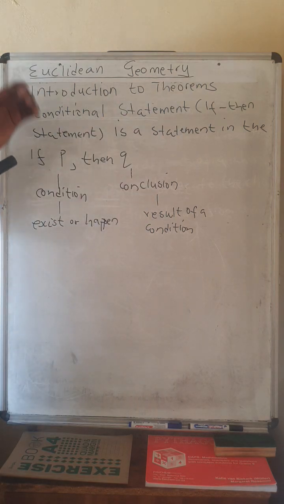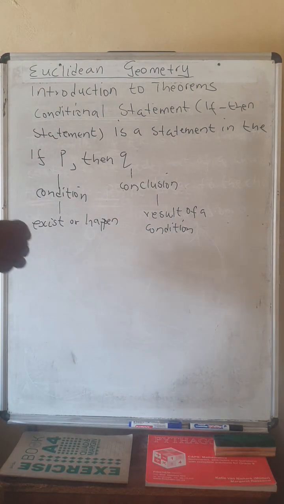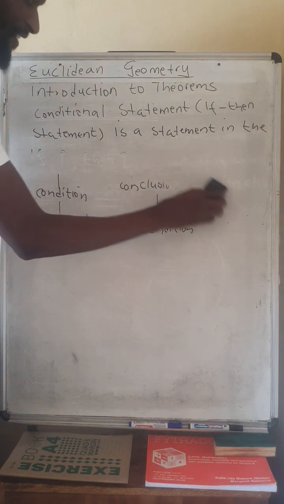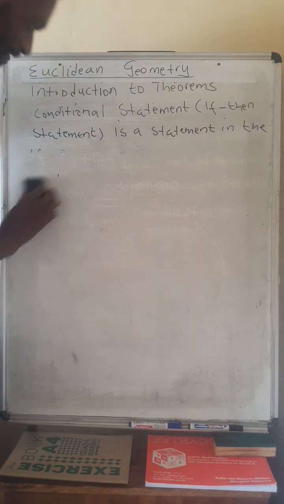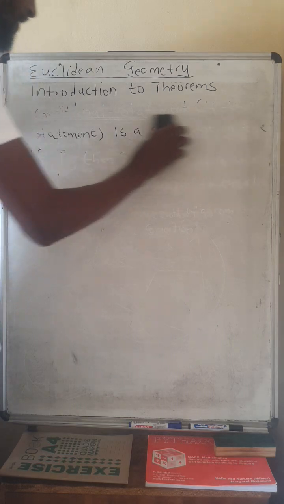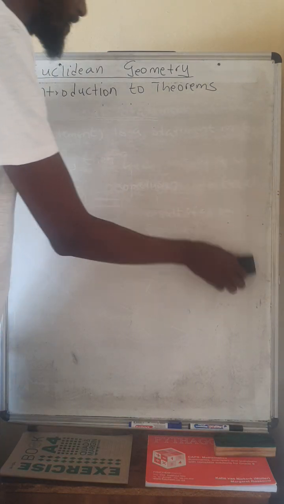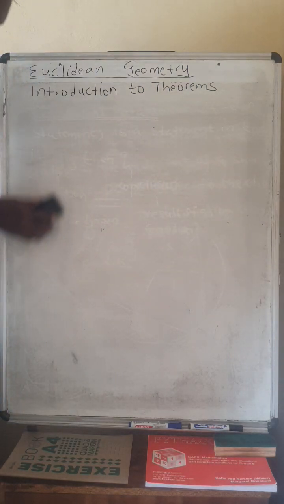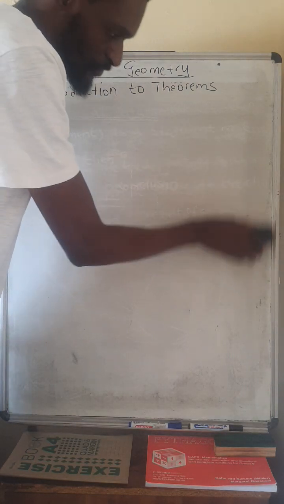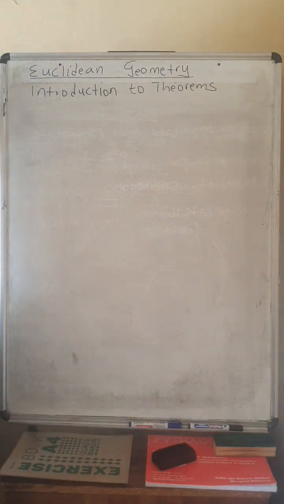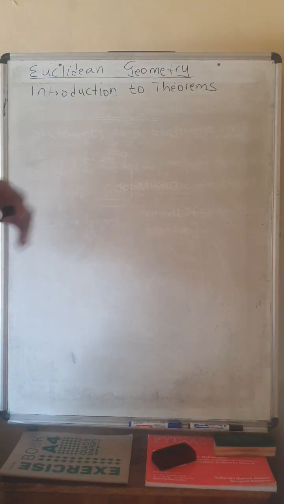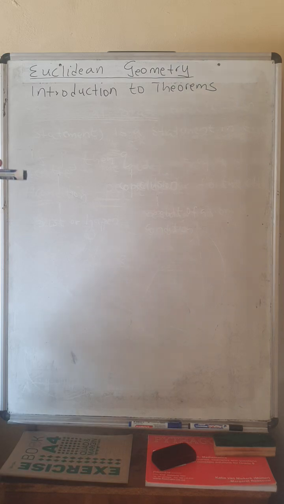I'm going to give you a certain number of examples in order for me to emphasize, to make it very clear for you to understand what a conditional statement is. And guys, trust me, if you understand conditional statements, it will be easy for you to understand your theorems. And if you understand your theorems, it will be easy for you to understand your Euclidean geometry. That is how it works actually. So I'm going to give you an example.